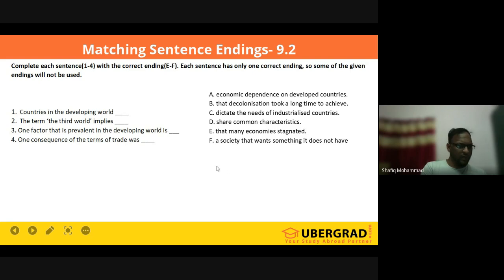Okay, so yes, many of you have given the answers for C. One has given the answer for D. So D is the right answer for the first one. Countries in the developing world share common characteristics. Okay, so they all have the same common characteristics.